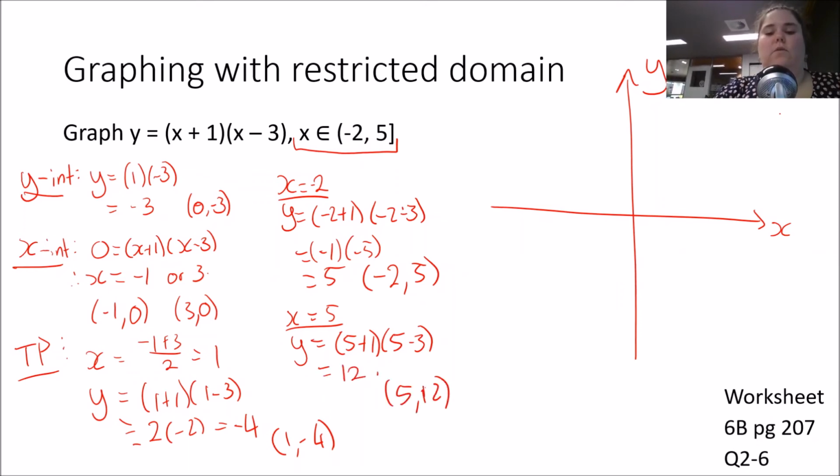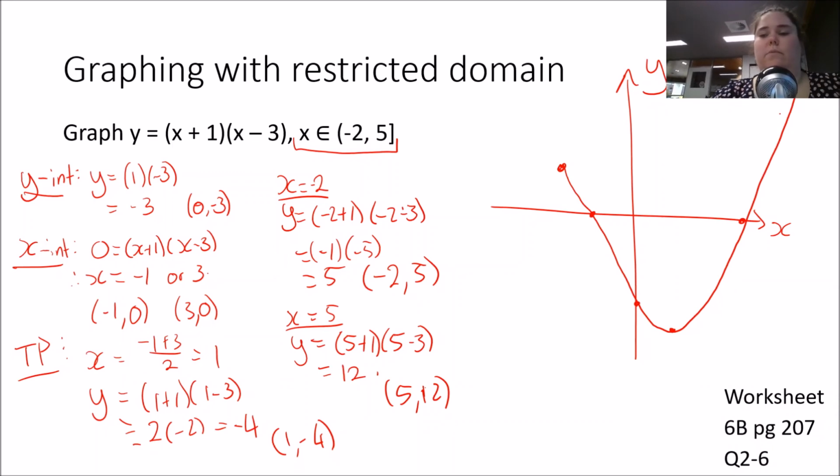Okay, so now we have all the bits of information. It's a lot of information, but we're going to plot it. So our y-intercept is -3, turning point 1, -4, -1 and 3, and -2 and 5, -5 and 12. If you draw this in pencil, that's best because then you can erase your dots and put them where they should be.